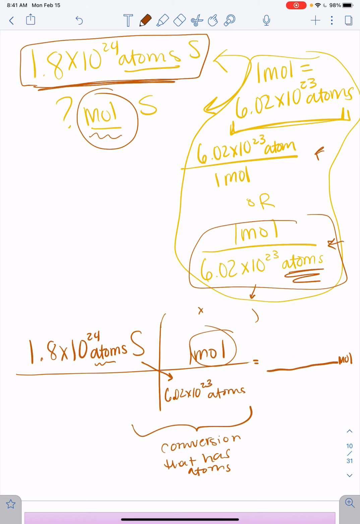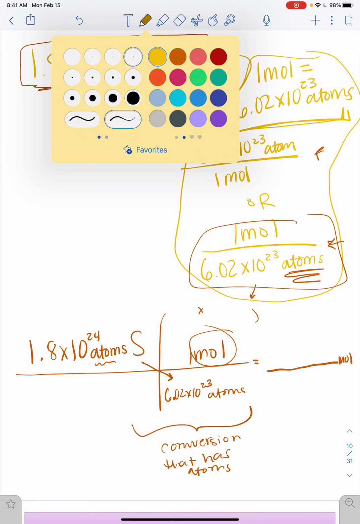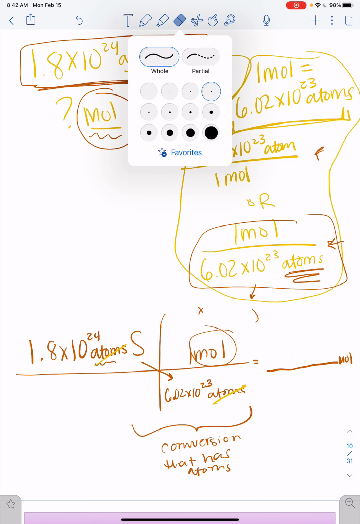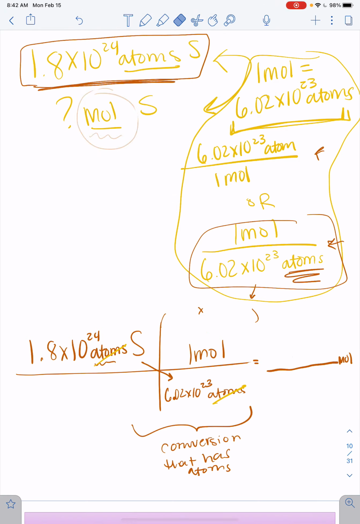The reason this works is because I'm looking for moles and atoms cancels. The unit atom cancels. Now the numbers with it do not, but the word does. And then what I have left is mole, and mole is what I'm looking for. Since this matches mole and mole, then I know that I can say equal and solve for my answer.